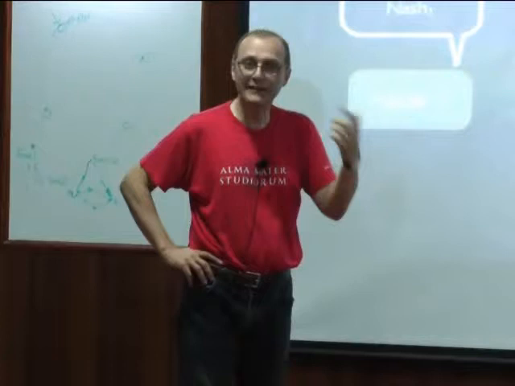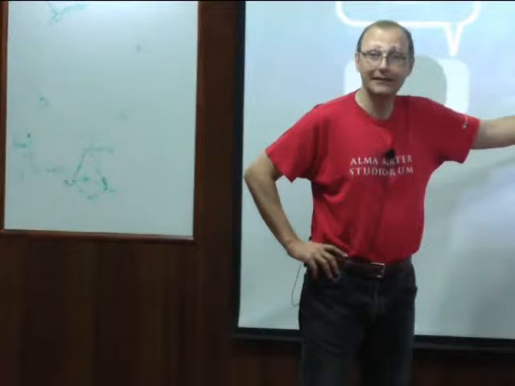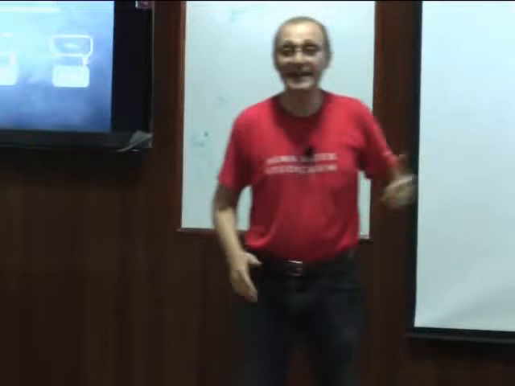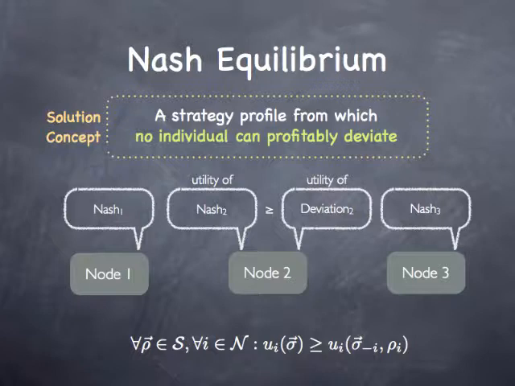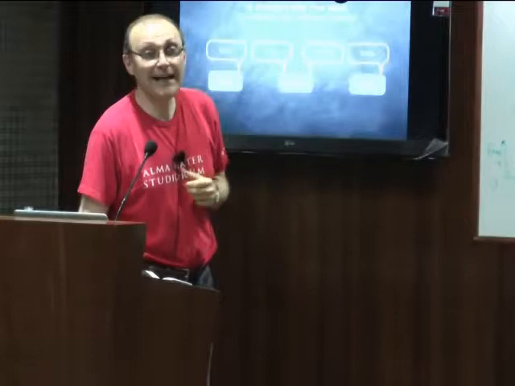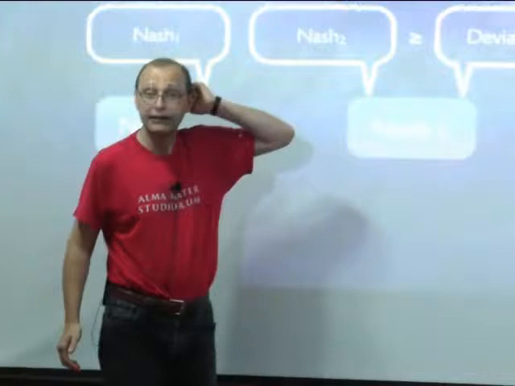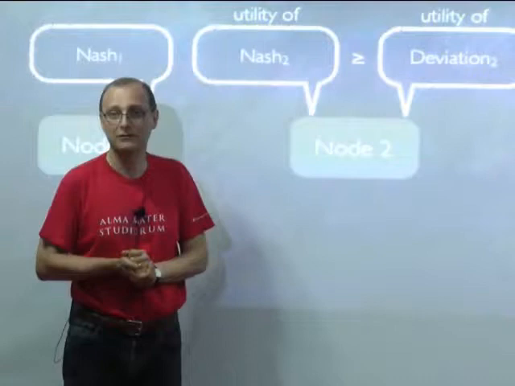And this is whatever the Nash strategy profile requires for node 1. This is what it requires for node 2. This is what it requires for node 3. And if I am, say, node 2, I'm going to consider the possibility of deviating. What has to be the case is that the utility of staying in Nash is at least as much as the utility of deviating, for any possible deviation.